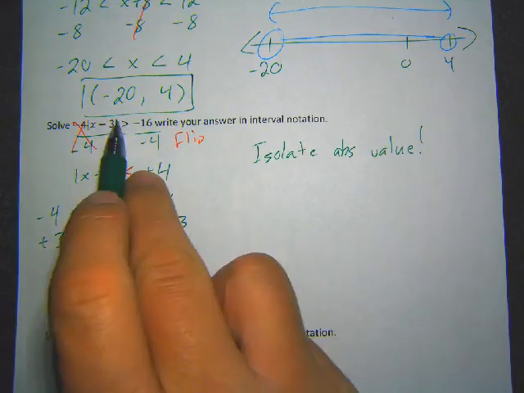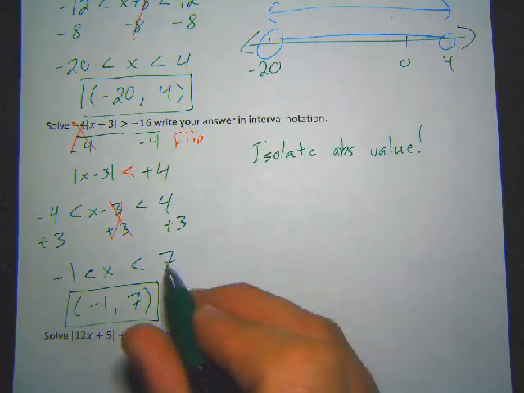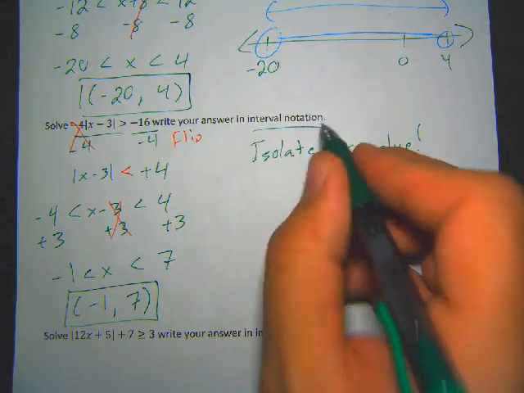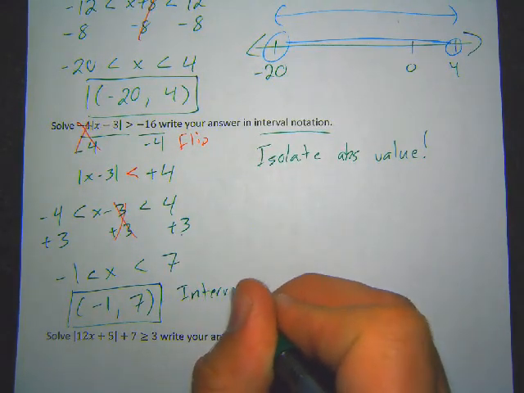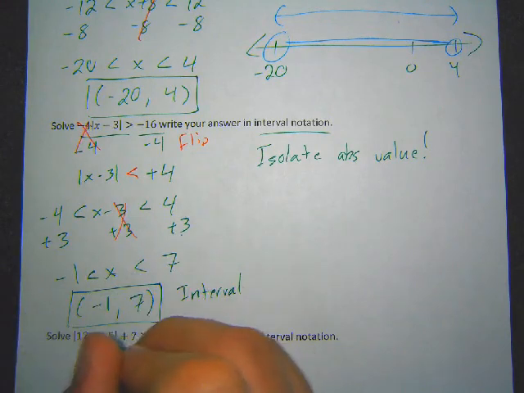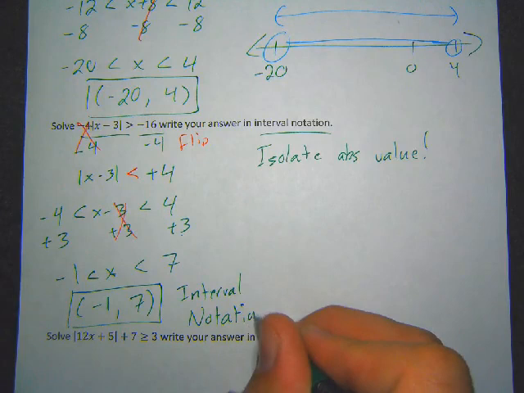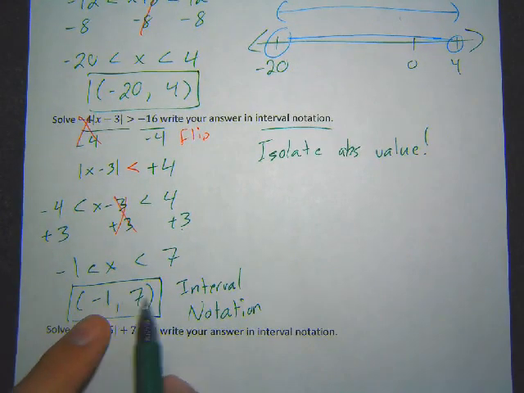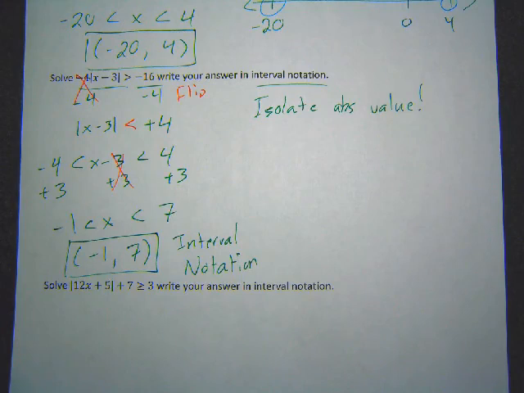Again, no equals, so my answer uses parentheses. And you're not done until you write it in interval notation. You'll see it in the words that you always want interval notation. If you just write the inequality without the interval notation, it's not correct. It's not finalized, basically. You're kind of halfway to the answer. You need to be able to describe the set of numbers, and that's what they look like. Okay, one more inequality, and then we're done.